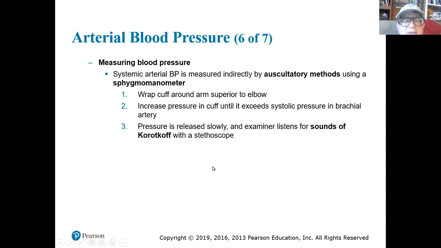We're going to wrap it around the elbow. We're going to increase the pressure until it exceeds the systolic in the brachial artery. That's a fancy way of saying we're going to increase it until we can squeeze the blood vessel down and shut off the blood flow. Then we're going to back the pressure off slowly.